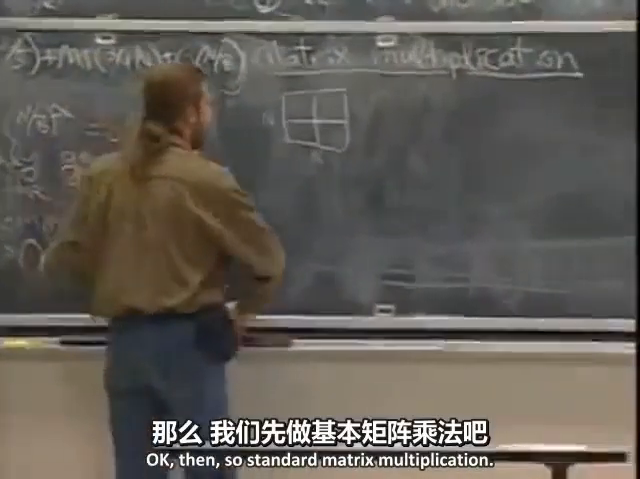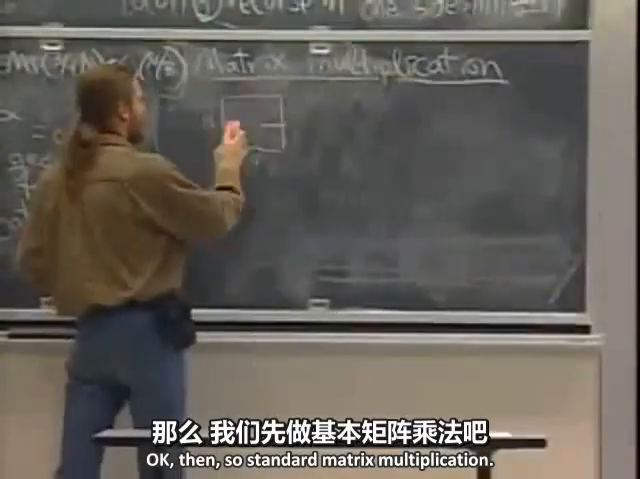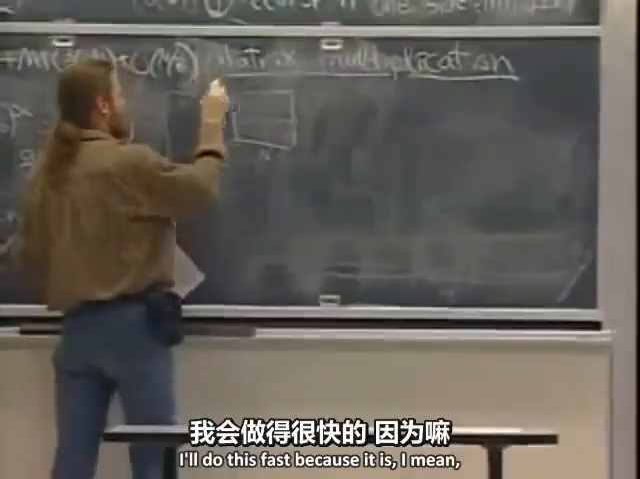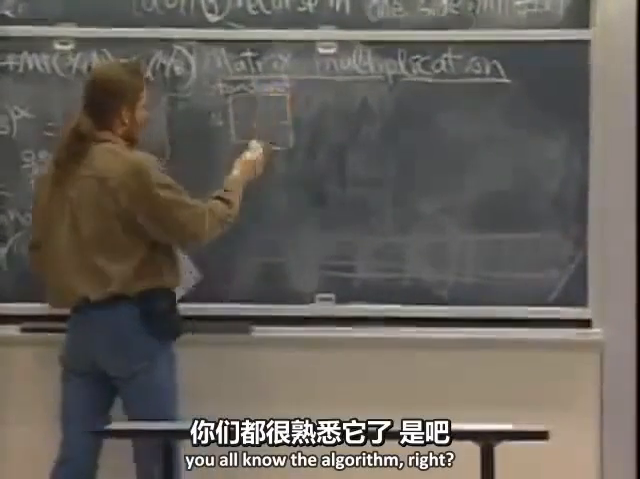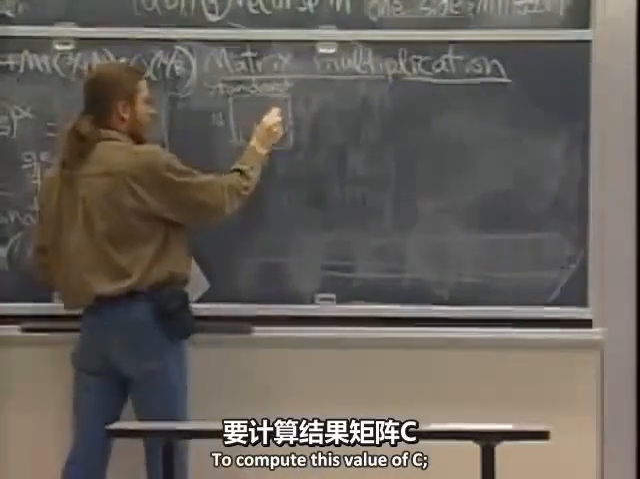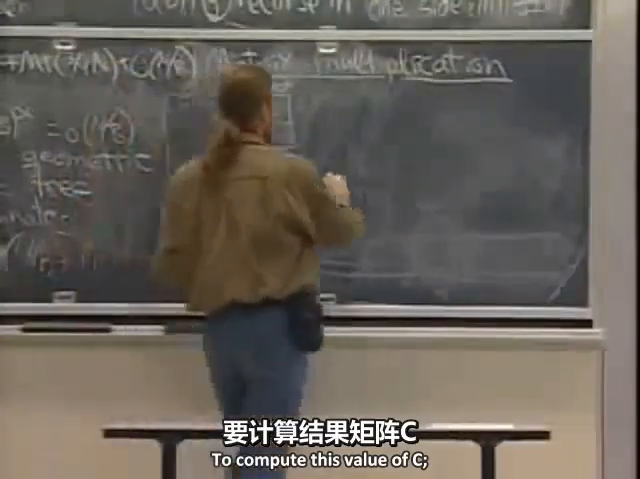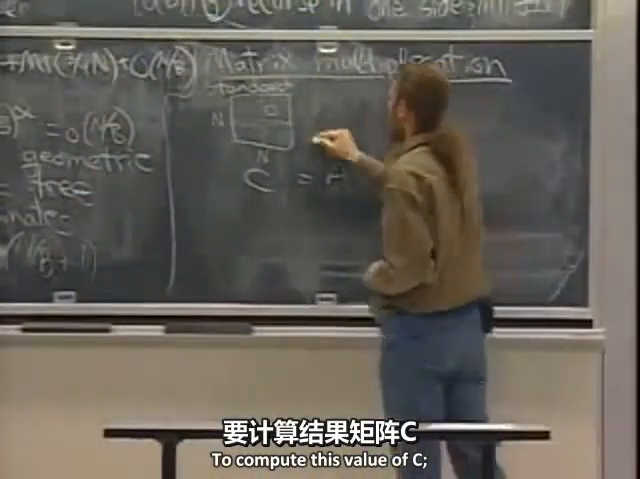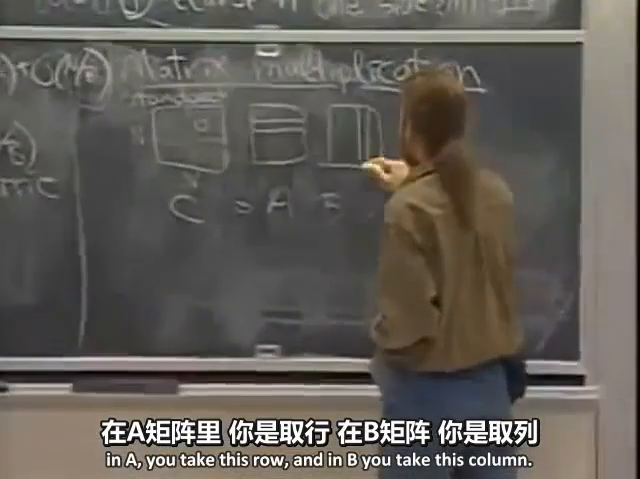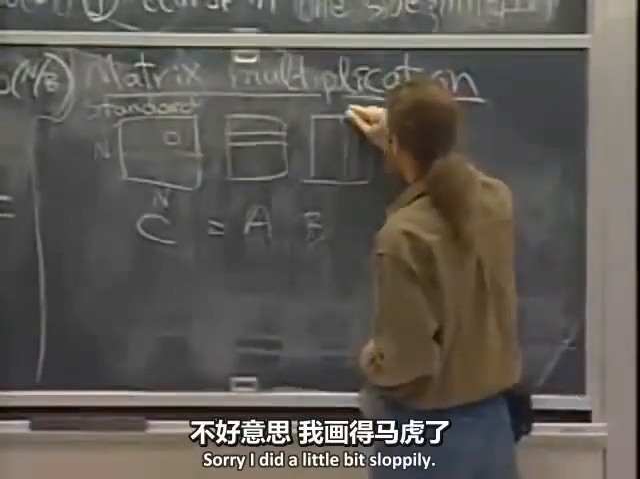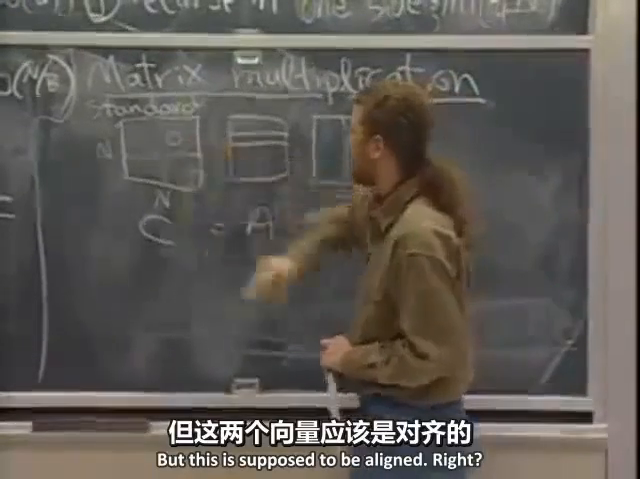Okay, then, sorry, standard matrix multiplication. I'll do this fast, because the basic idea, you all know the algorithm, right? To compute this value of C, in A, you take this row, and in B, you take this column. Sorry, I did that a little bit sloppily. But it's supposed to be aligned.